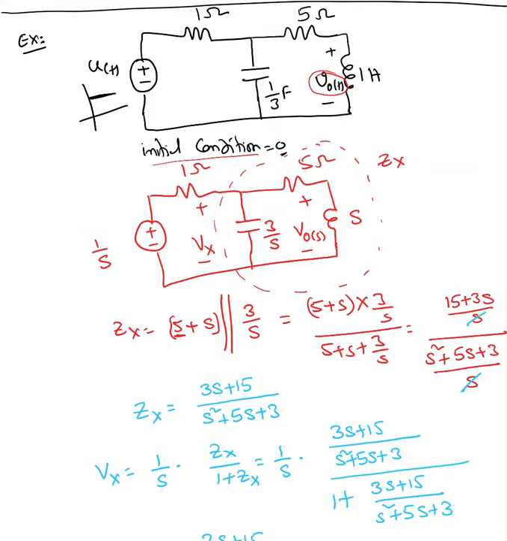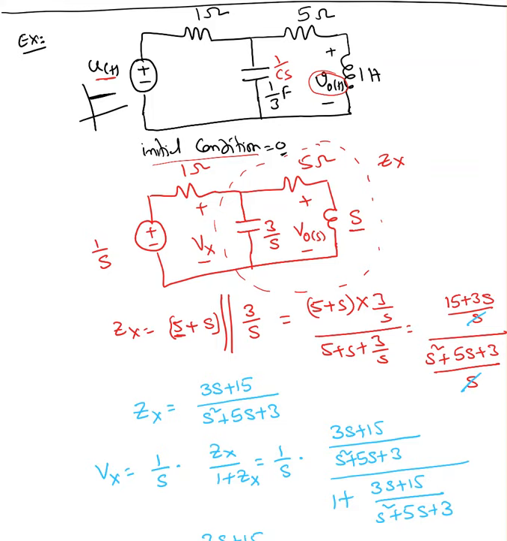So use the Laplace transform table. By using the Laplace transform table, u(t) is nothing but 1 over s. Okay, resistance value does not change and capacitance value is nothing but 1 over Cs, so 1 over Cs is nothing but 3 over s. Here resistance value does not change and inductance value is s.